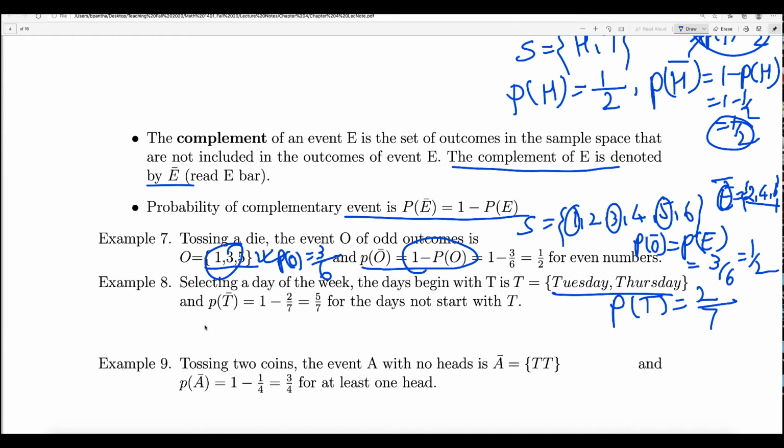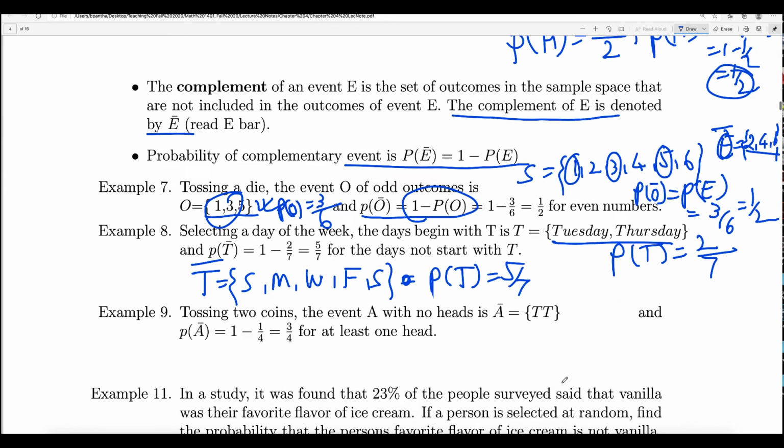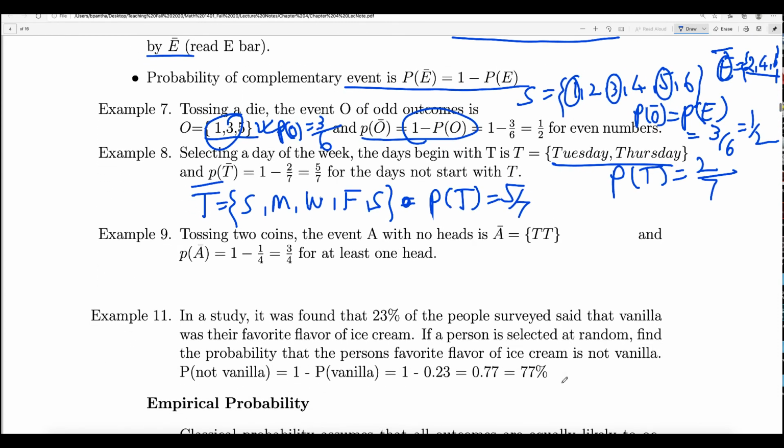But another way to do that is, T bar is the same as not T. Not T is not Tuesday and Thursday. So Sunday, Monday, Wednesday, and then Friday, and then Saturday. There are 5 of them, right? So the probability of T bar is 5 over the total number of days, 7. You can do it this way too. So there are 2 ways to find the probability of a complement. Let's do example number 9.